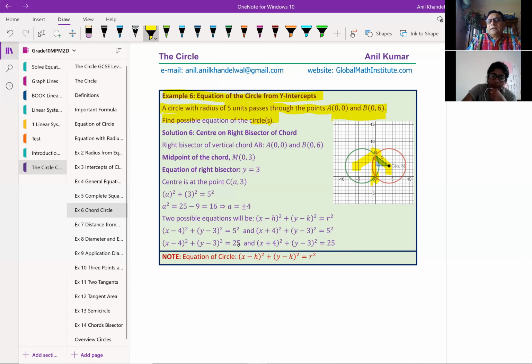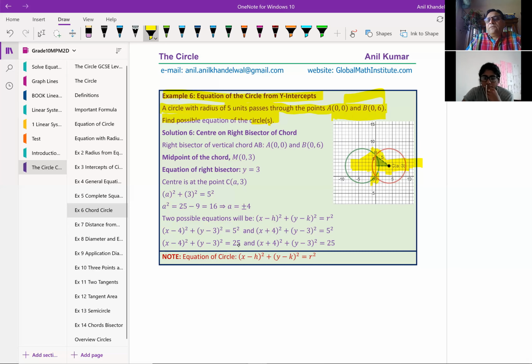So I'll find the midpoint of this chord, which is at 3, right? Between 0 and 6, the midpoint has to be at 3. The x value will be 0. Perfect. But we want the right bisector, so y = 3 is my horizontal line on which the center will lie. But what we know about the center is that it is 5 units from the periphery.